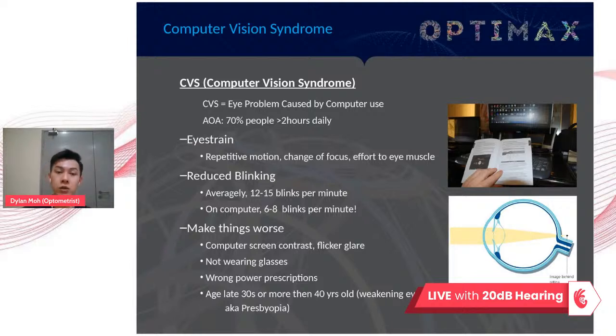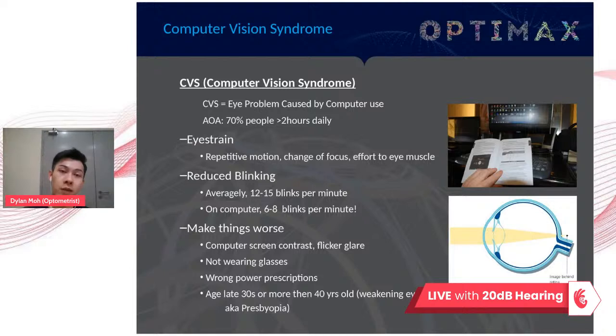Okay, all right. So the thing that can make CVS even worse is the computer screen contrast. If you are working in a very light environment, but the PC screen is very dim, it may also cause CVS, because you need to make your eye muscles and your lens work harder to focus on the letters and the wording.